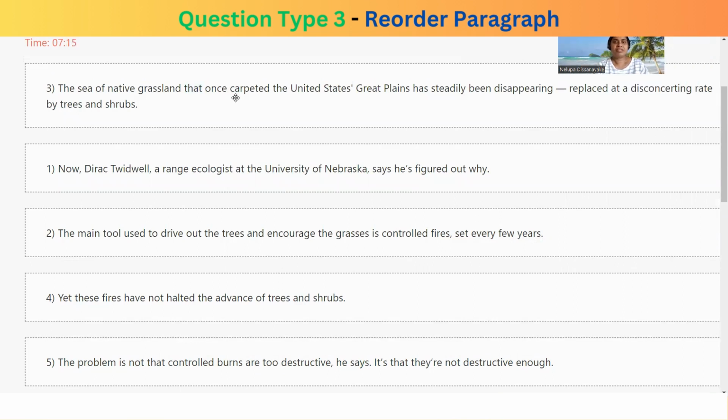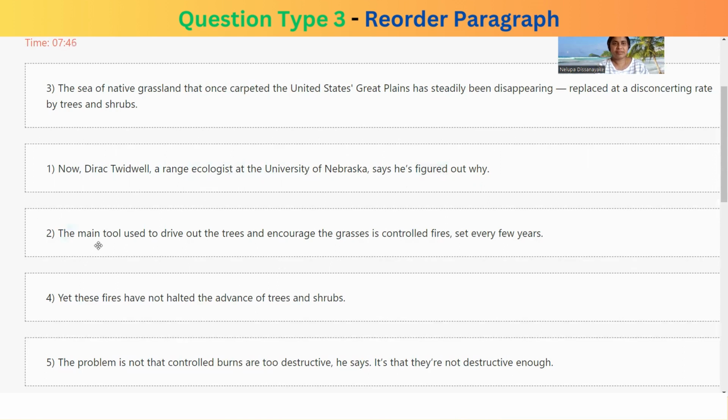And now let's see what is the next matching pair for this one, because marks are given for the matching pairs. If any pair is correct in the correct sequence, you will be given 1 mark. Now let's see what can go in here. It says some kind of an idea about a grassland, that it is disappearing because trees and shrubs are replacing the grasses in these places. Now this person says he has found out why. This can also be the next sentence.